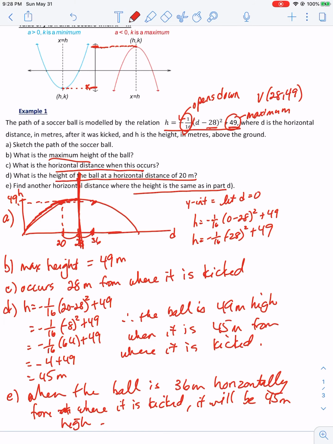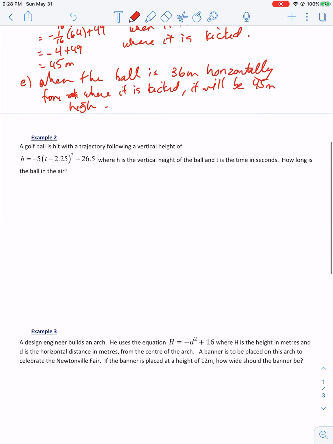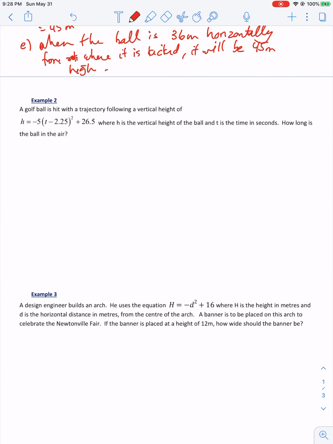Okay? All right, let's take a look at the next example. A golf ball is hit with a trajectory following a vertical height of, so this is height over time, where h is the height of the ball and t is the time in seconds. So now, instead of my horizontal axis being distance away from where it's kicked, now this is the height of the ball over time. And how long is the ball in the air for?